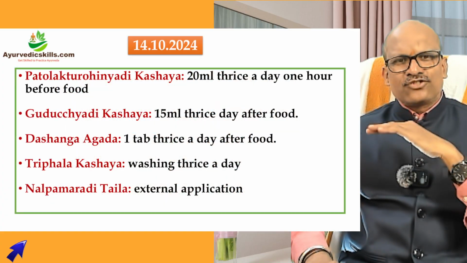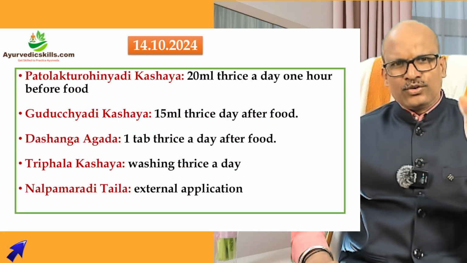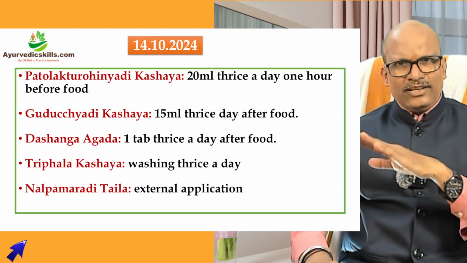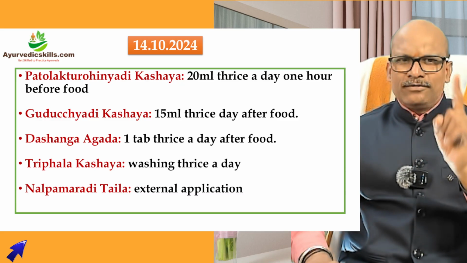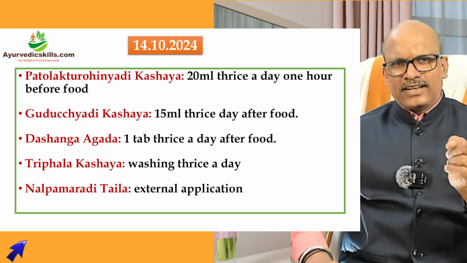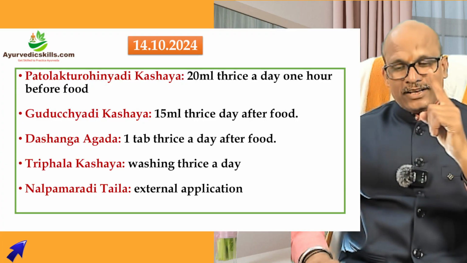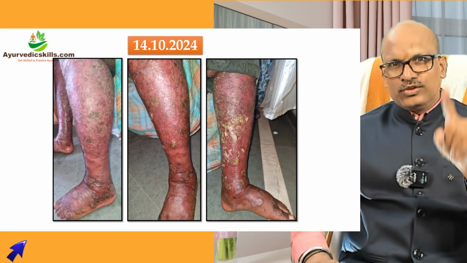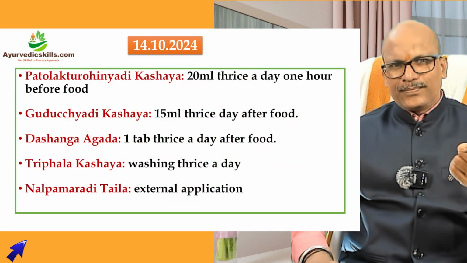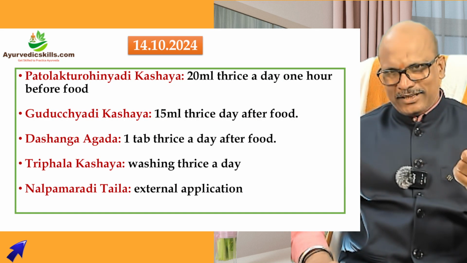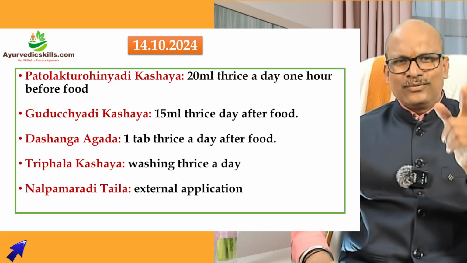So what I did, I stopped Avipattikara Churna. Patolakaturohinyadi was continued, 20 ml thrice daily, 1 hour before food. In place of Avipattikara, I introduced Guduchyadi Kashaya 15 ml thrice daily after food. The Dashangagada and Triphala Kashaya were continued. Now, as you can see, the oozing has reduced, and it is not that sticky. So after washing, I gave him Nalpamaradi Taila for external application. This is on 14/10.